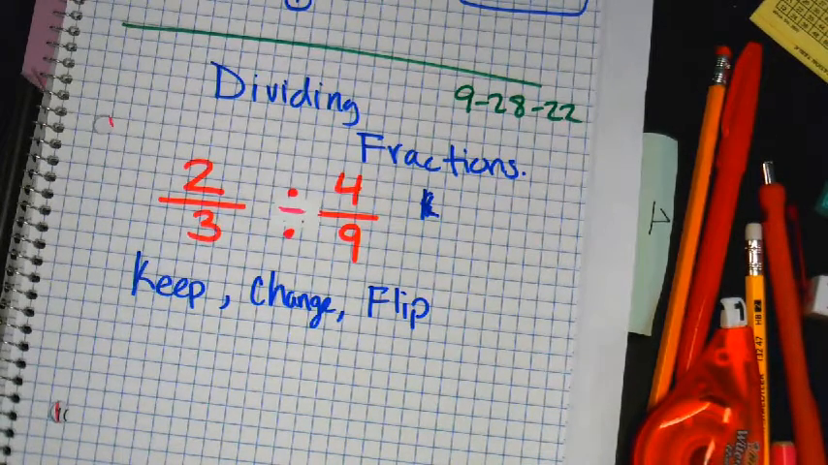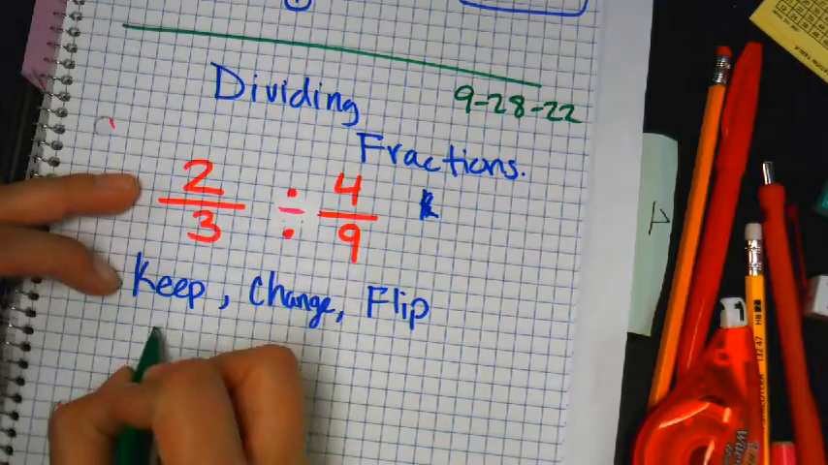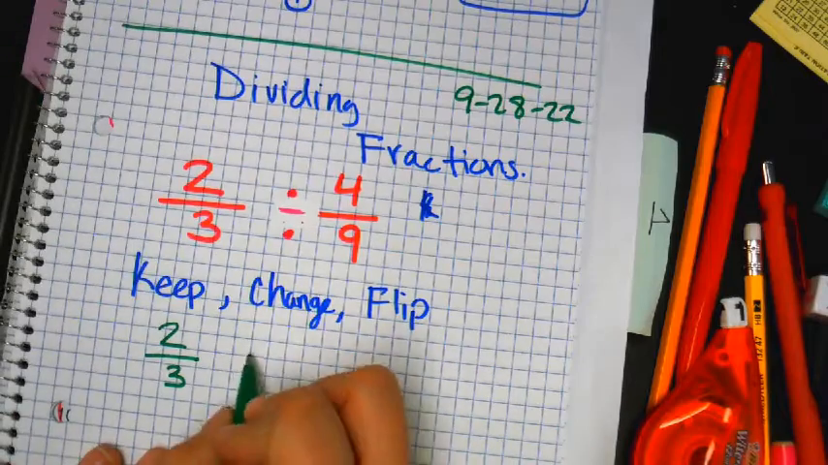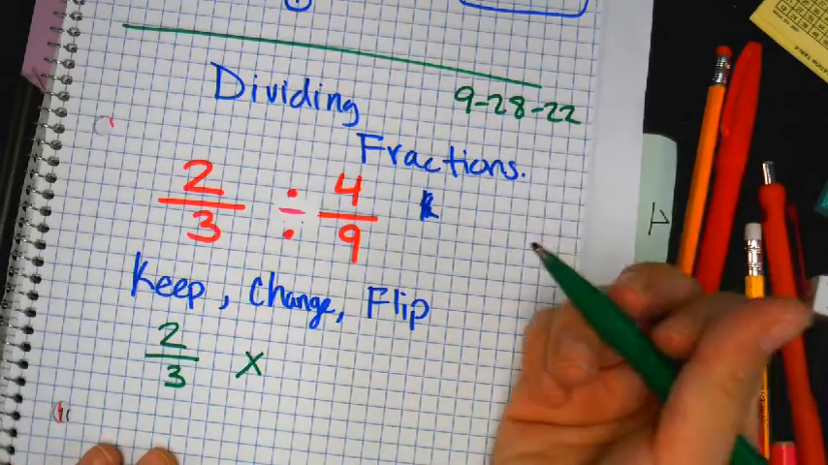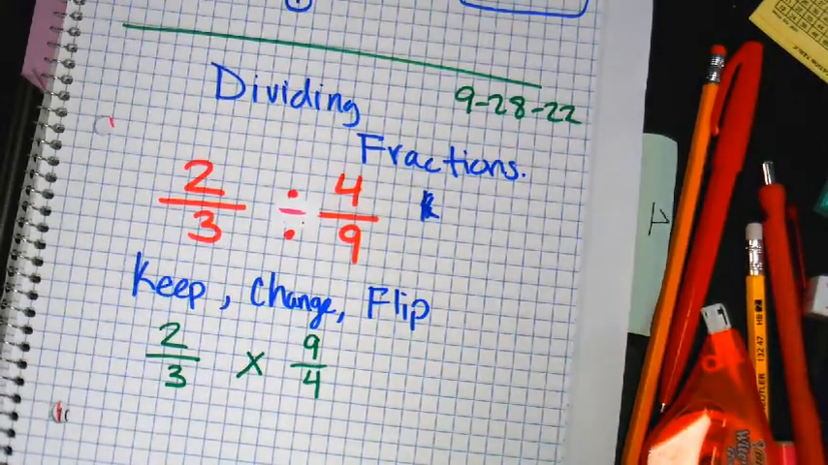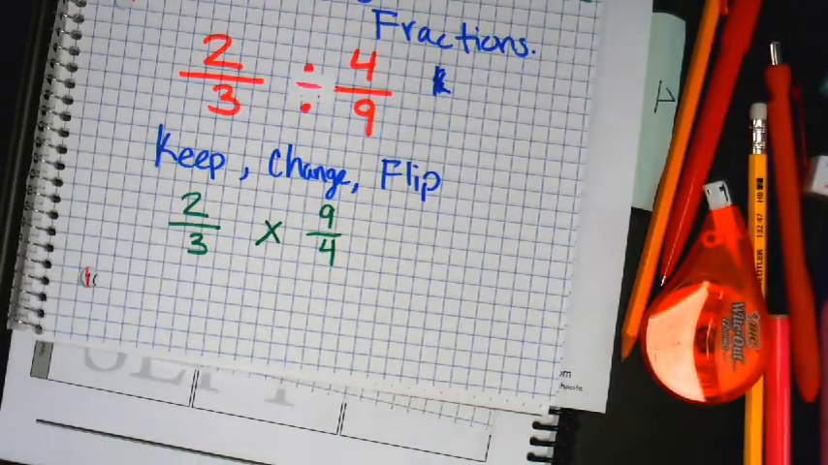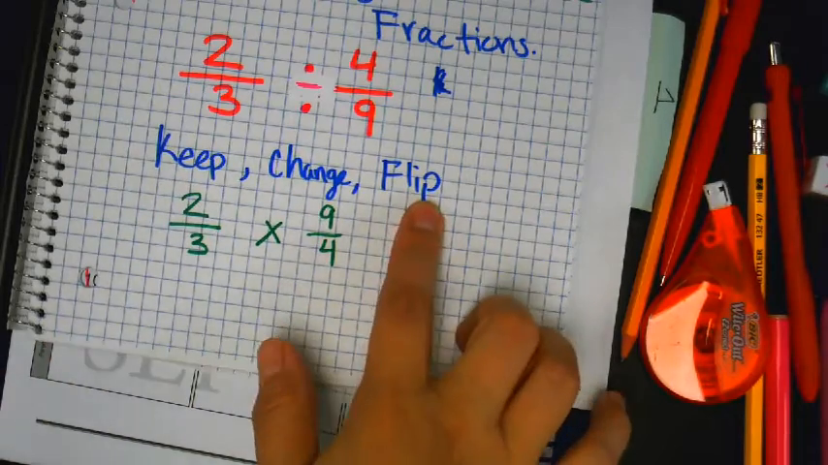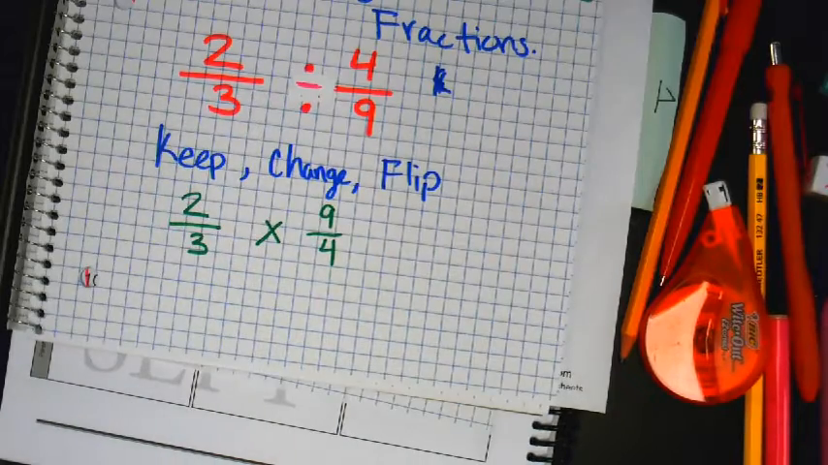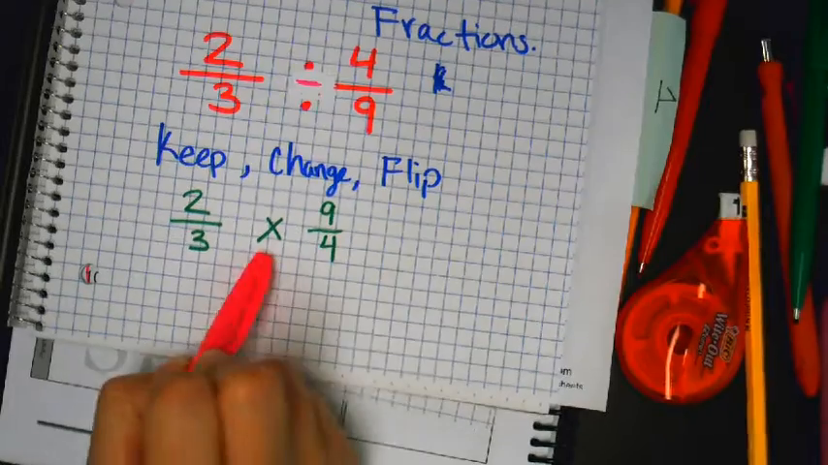So we keep this first one, 2/3. We change division to multiplication. And then you flip this around. So you just literally flip it. In algebra, it's called the reciprocal. Reciprocal is a fancy word for just flipping it. But it doesn't really roll off the tongue if I say keep, change, reciprocal. It just doesn't flow. So in 7th grade, we say keep, change, flip. In algebra, you'll call it the reciprocal. No worries. All right. So now we're in multiplication mode.